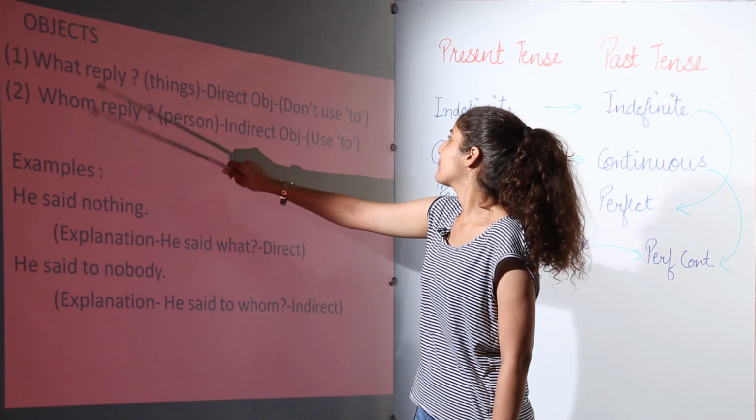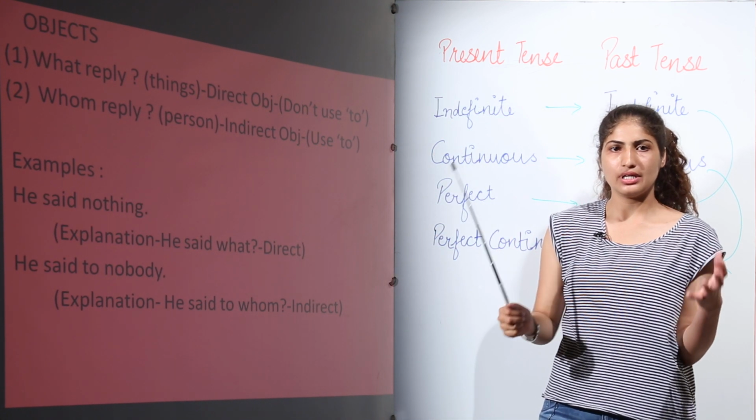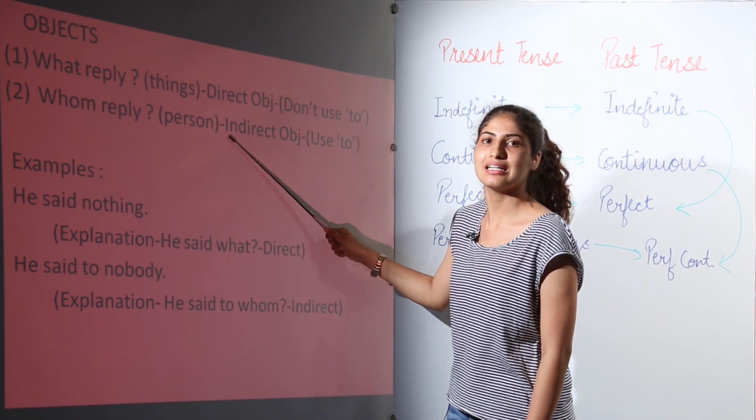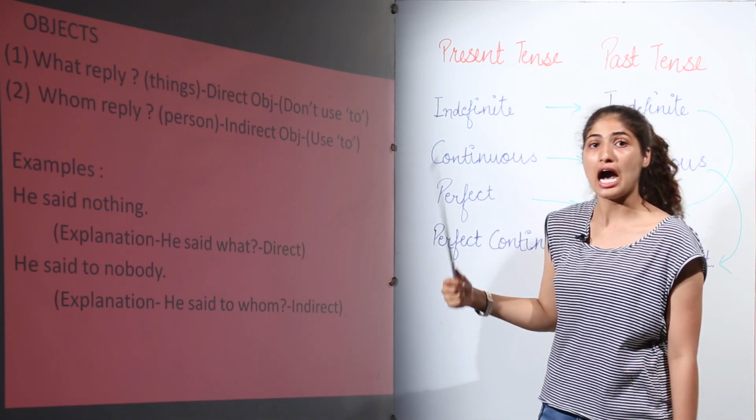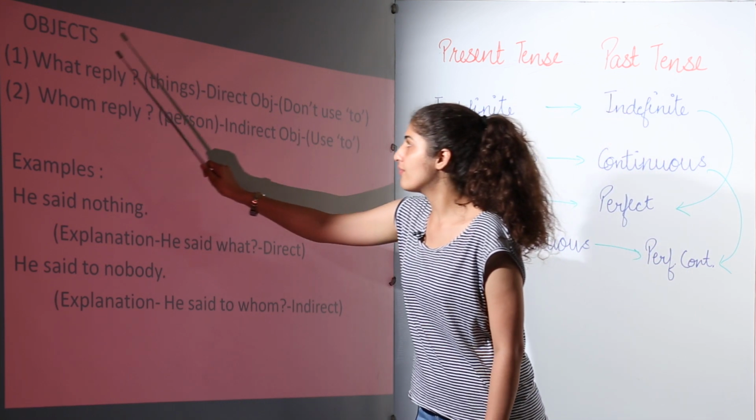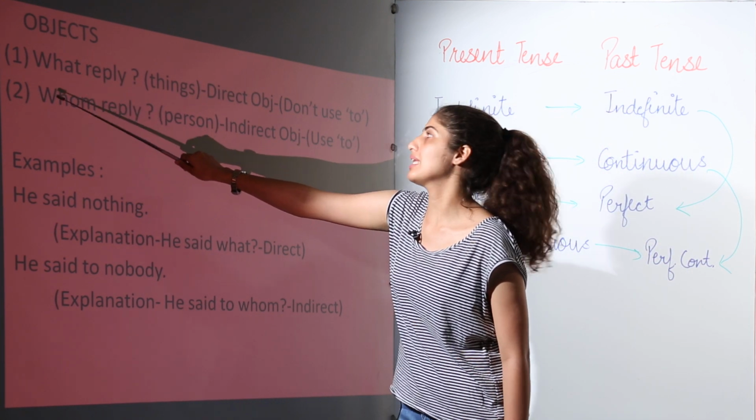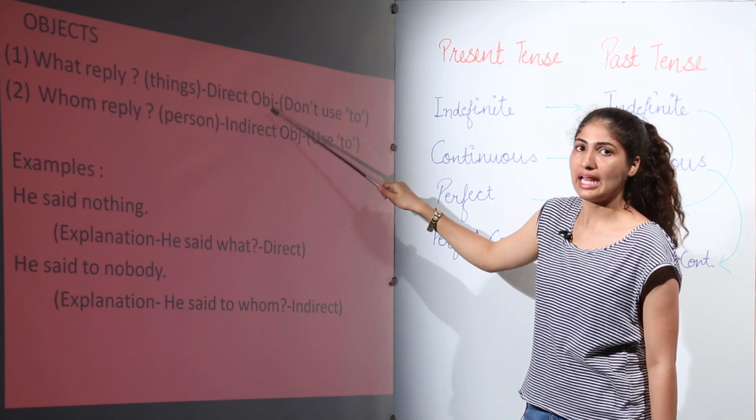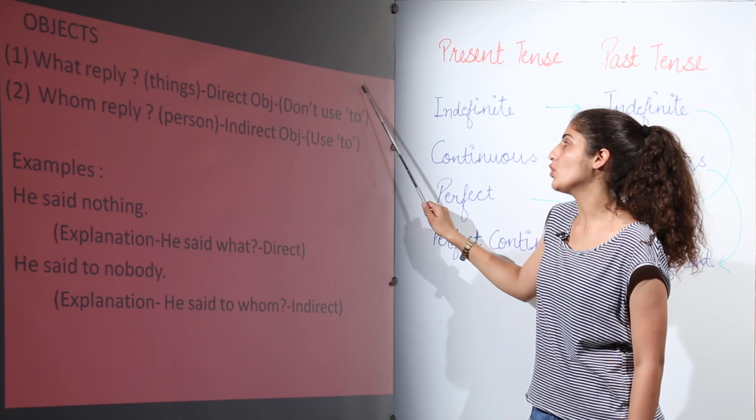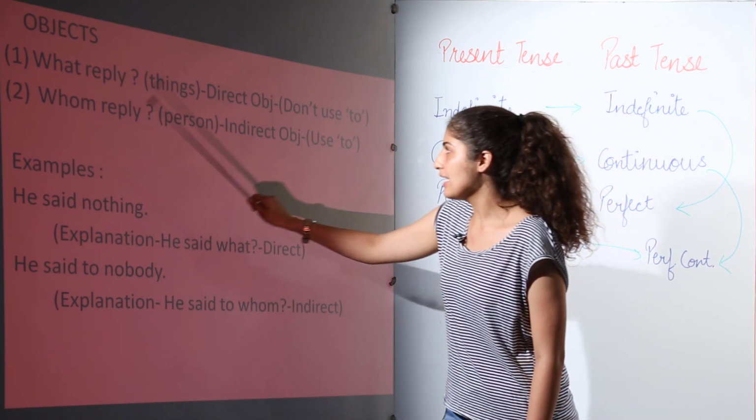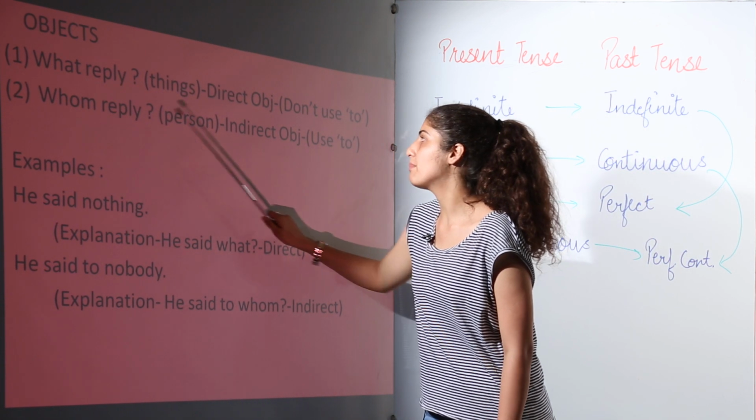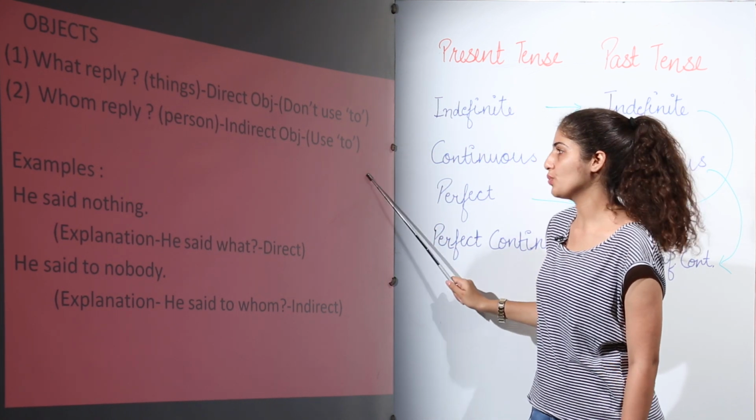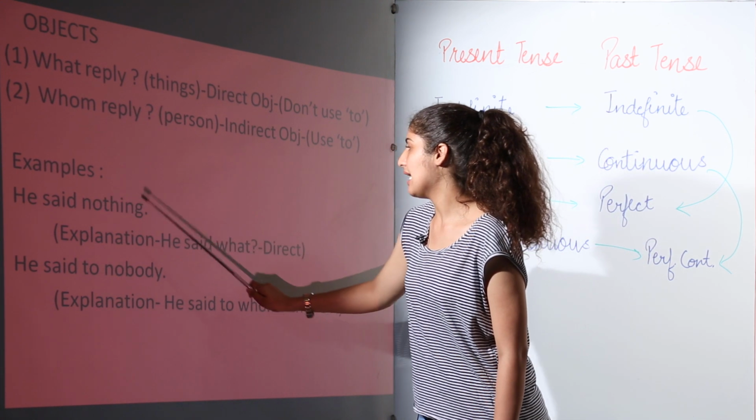Now, object. First of all, in a sentence, we have to see whether there is a direct object or an indirect object. And how can we find it? If the reply to the question "what" is a thing, then that is the direct object, and if it is a direct object, we cannot use the preposition to. And if the reply to "whom" is a person, then it is an indirect object and we can use the preposition to here. For example, he said nothing.